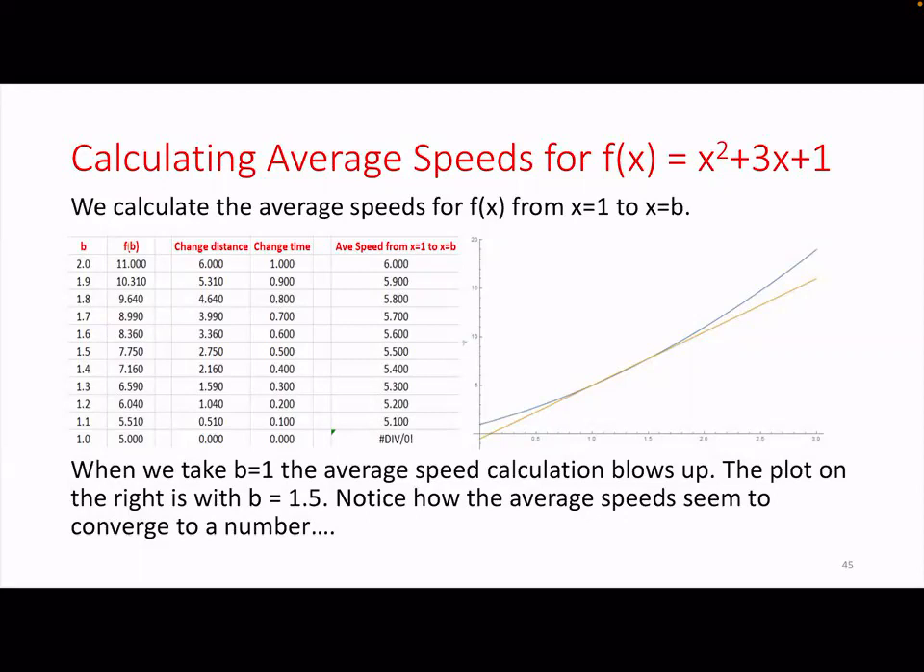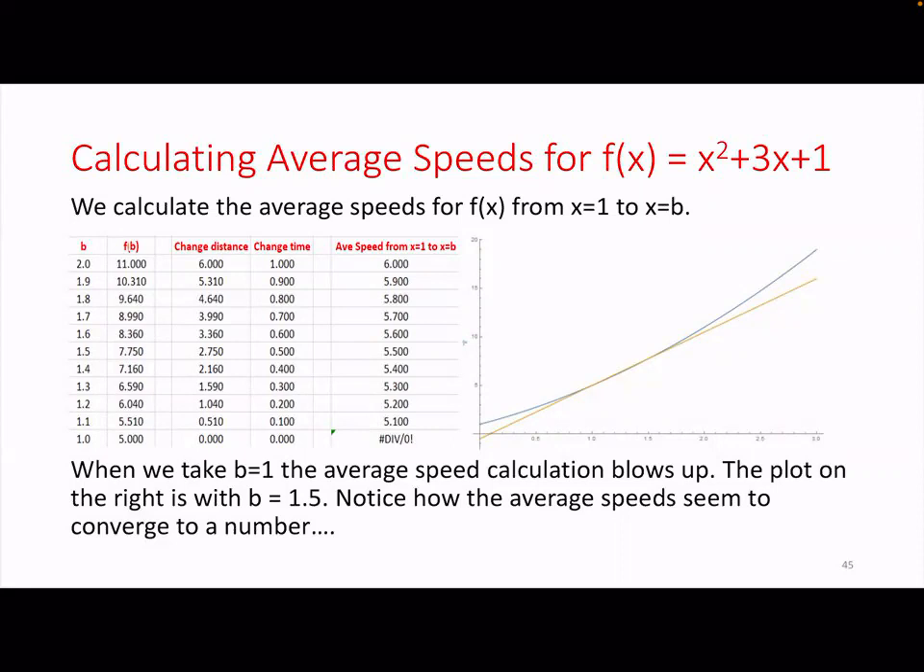I can take smaller and smaller steps. So what I'm going to do is take values of b, f of b, and take x equals 1. If b equals 2, f of b is 11, the change in distance is 6, the change in time is 1, so the average speed is 6. And we can see that the average speed is getting closer and closer to 5 as b gets closer and closer to 1, which is our a, our starting point.